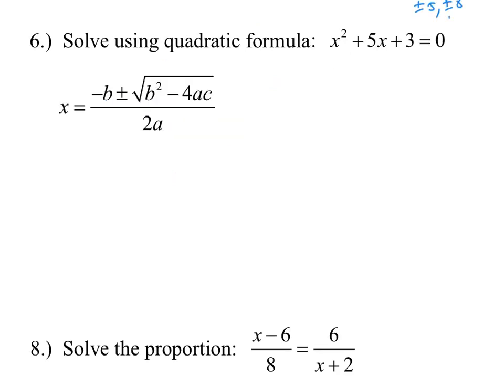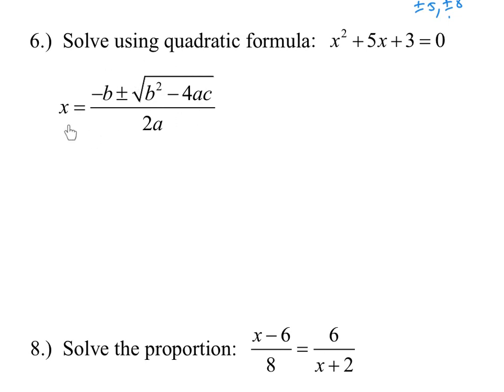So now let's take a look at an example where we're not going to be able to solve by factoring. You can try as hard as you can, but you're never going to find factors of 3 that add up to 5. So if you have a quadratic equation and the trinomial cannot be factored, that's when we want to use the quadratic formula.